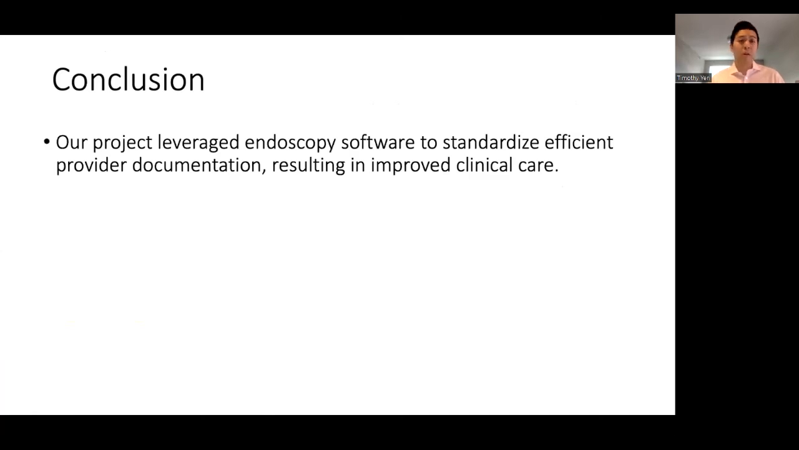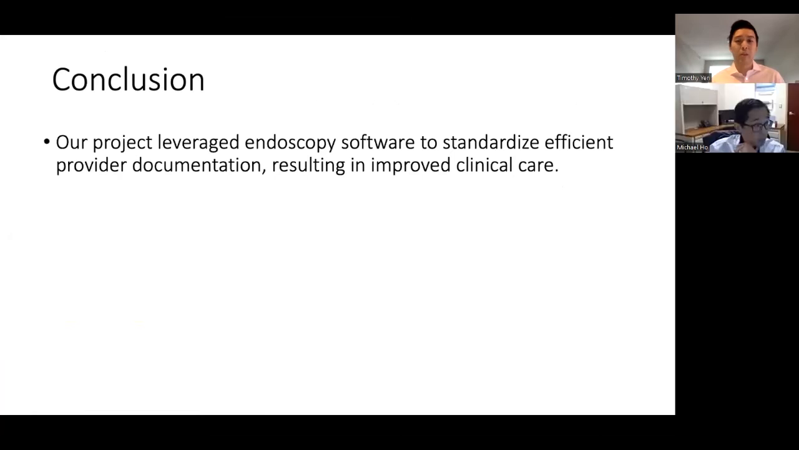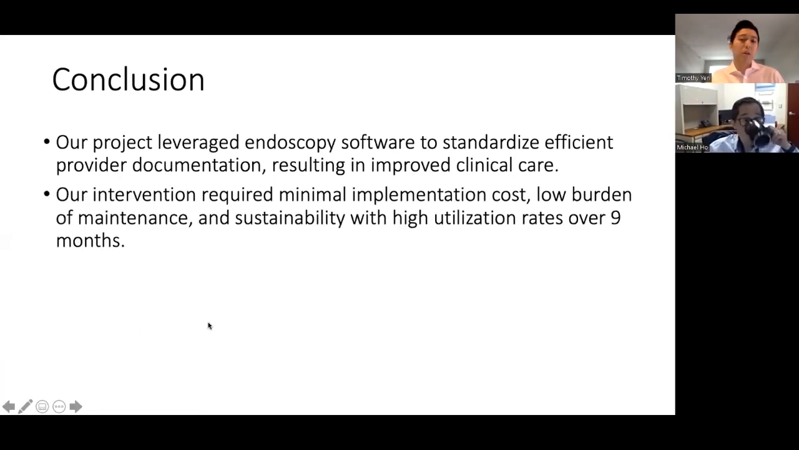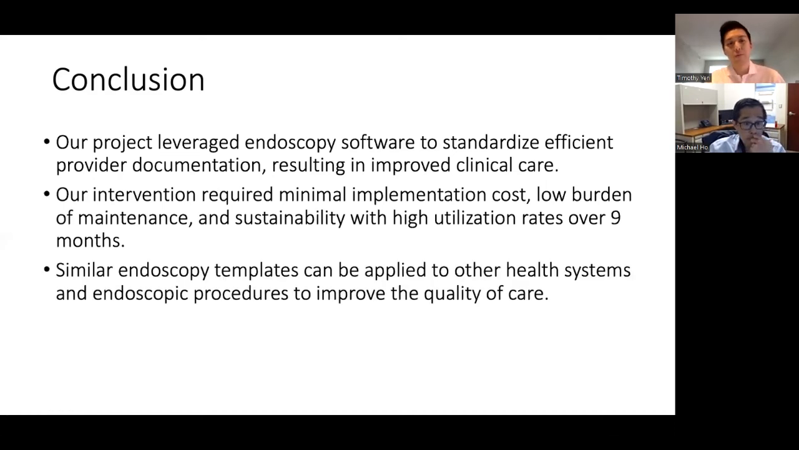So in conclusion, our project leveraged endoscopy software to standardize efficient provider documentation, resulting in improved clinical care. It required minimal implementation costs. This was a function that I was able to take advantage of within our endoscopy software. It didn't require much maintenance at all, and there were high utilization rates over those 9 months afterwards. The big next step was that we just submitted this manuscript for publication. That's in process.